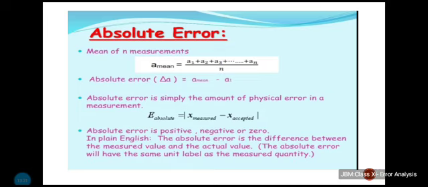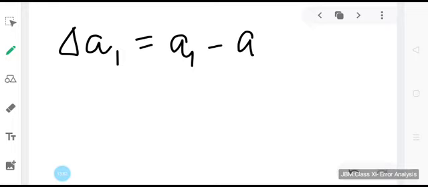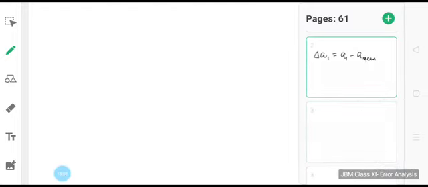Now here I would like to tell you one thing. As I was telling you, absolute error can be positive, negative or 0. Let us show you how. Suppose the absolute error is denoted by the symbol delta A. Then what should be delta A1? It should be equal to A1 minus A mean. Now here you should remember what is A mean.